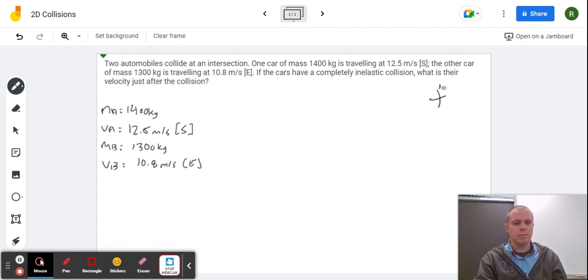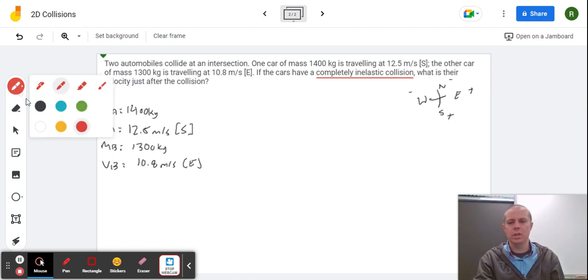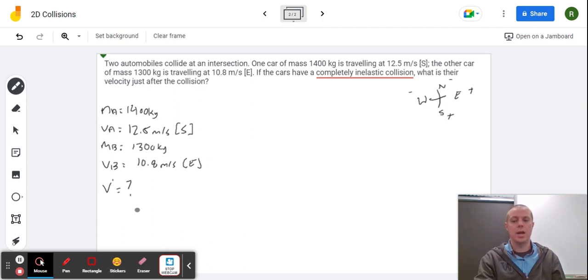This time, things are going south and east, so I'm going to make those values positive. If the cars have a completely inelastic collision, what is their velocity just after the collision? So we're looking for V prime.